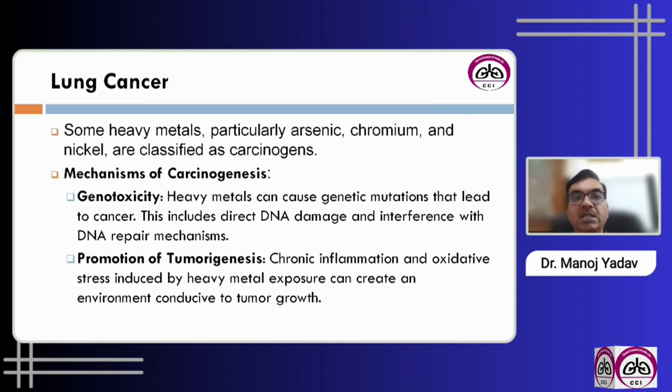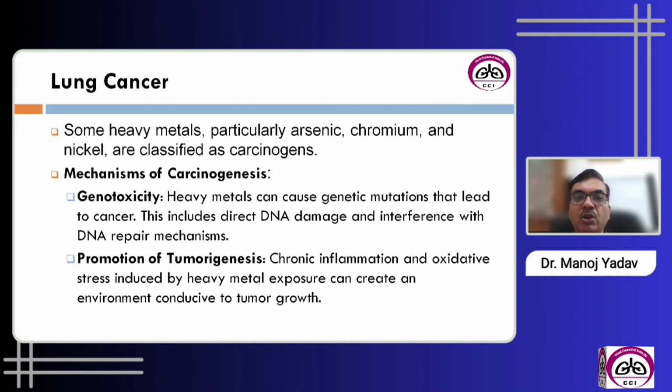Lung cancer. Some heavy metals, particularly arsenic, chromium, and nickel, are classified as carcinogens. The mechanism of carcinogenesis is either genotoxicity or promotion of tumorigenesis. So, genotoxicity. Heavy metals can cause genetic mutations that lead to cancer. This includes direct DNA damage and interference with DNA repair mechanisms.